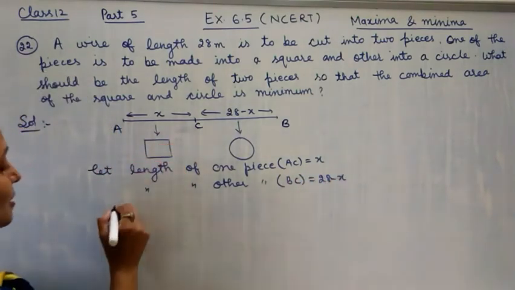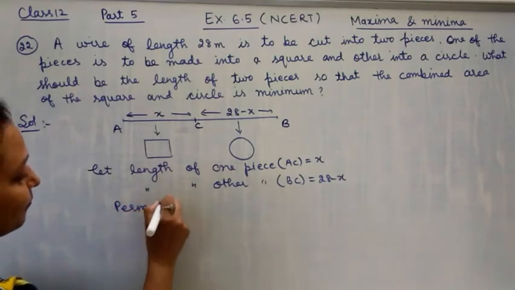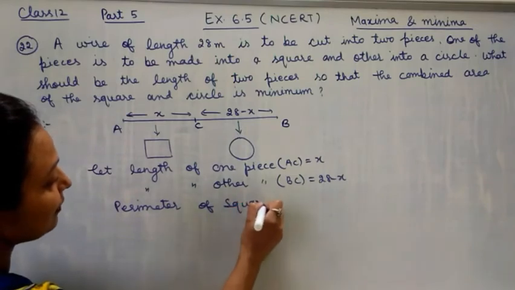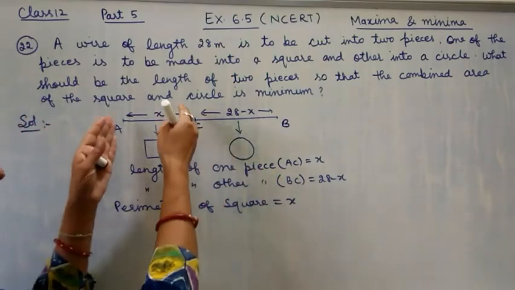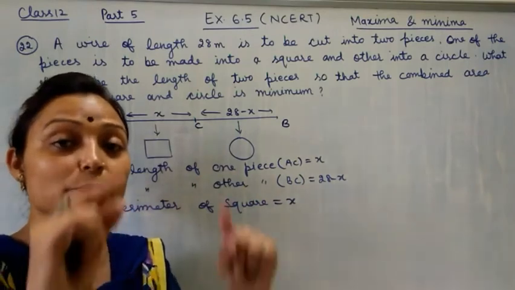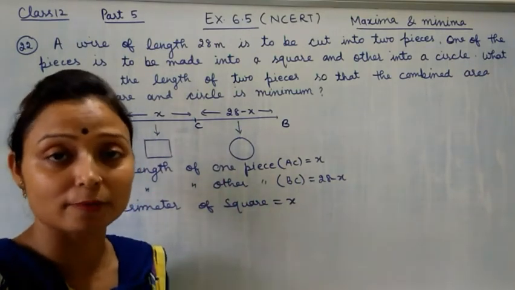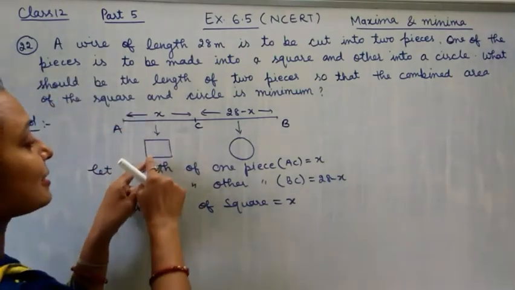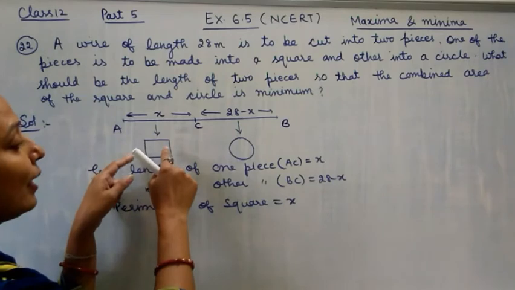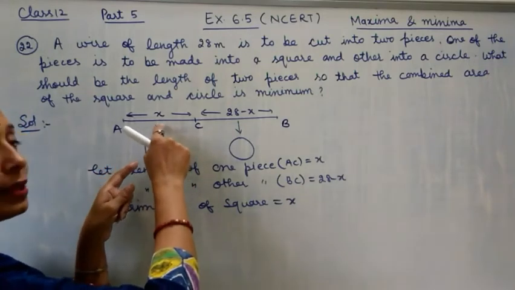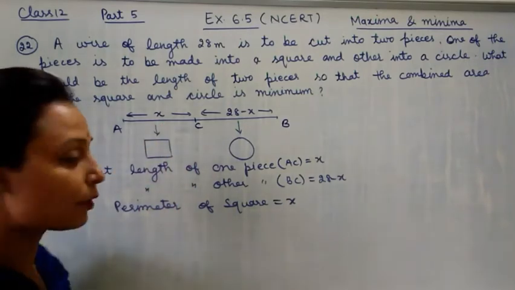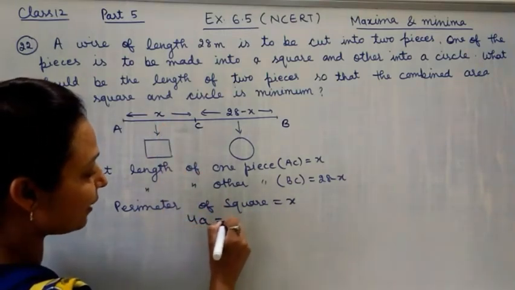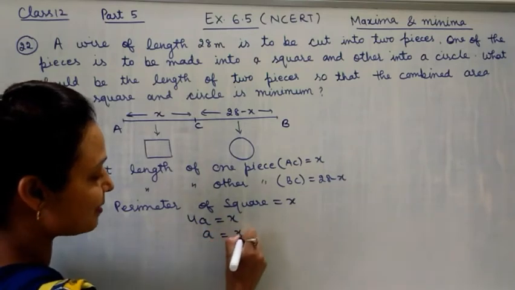How can you solve this? This is the perimeter of the square, which is equal to x, because I have taken this wire and molded it in the form of a square. When you mold or bend a wire in the form of a square, the full wire comes into the form of a square. That means the perimeter is equal to the length of that piece. So the perimeter of the square is equal to x. What is the formula? That is 4a equals x, so a is equal to x by 4.